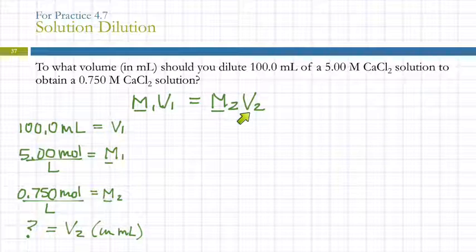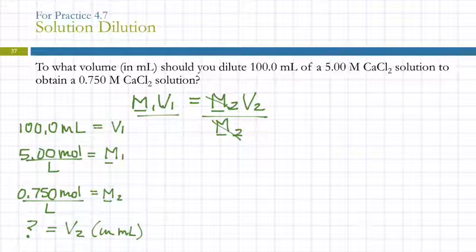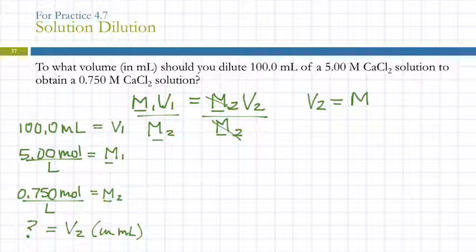We want to get V2 by itself. So that means I need to divide by M2 on this side so the M2s cancel out, and I need to do the same thing on the other side. So now I have V2 is equal to molarity 1, volume 1, divided by molarity 2. Everybody okay with that?